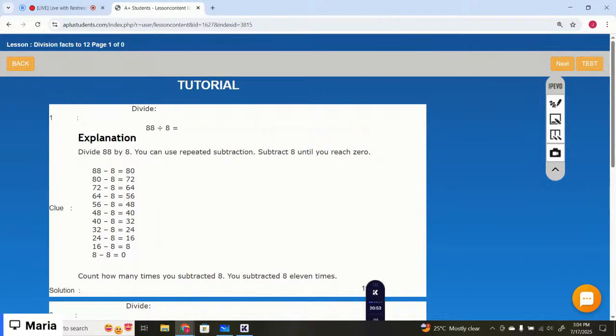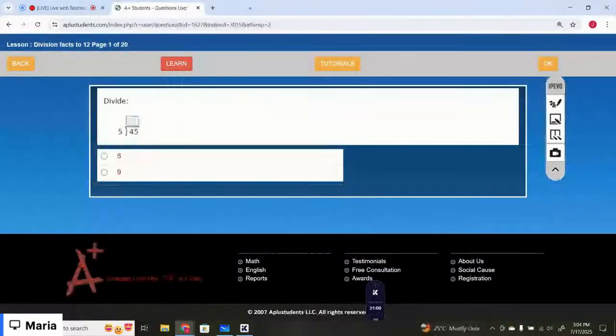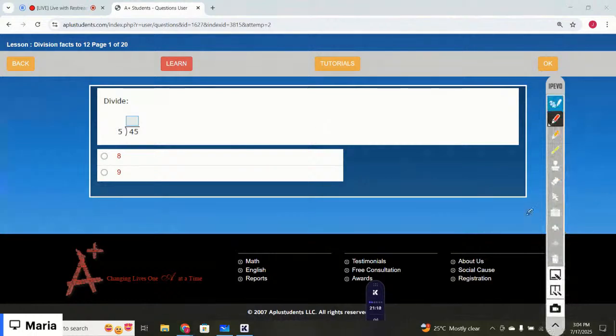So let's just start with the test questions. Divide 45 divided by 5. So we need to count a table of 5 until 45, right? Or you can subtract 5 repeatedly from 45 until we reach 0.